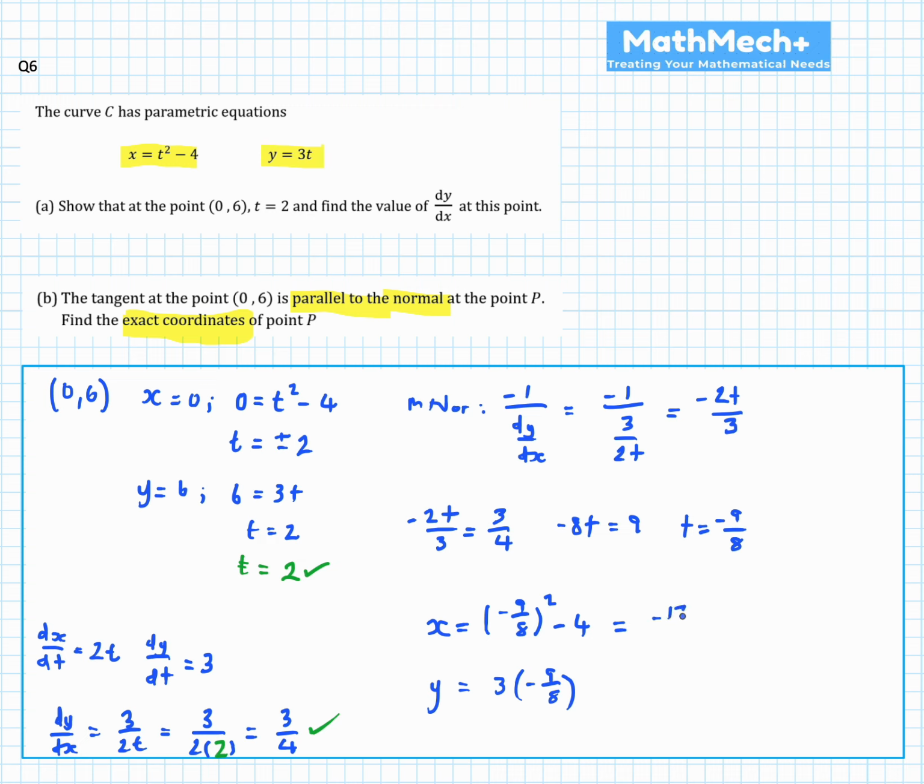So the final answer is minus 175 over 64 for x and minus 27 over 8 for the value of y. These are exact values, so rewrite them out just so your examiner can see them more clearly in that way. And that's this question on parametric differentiation.